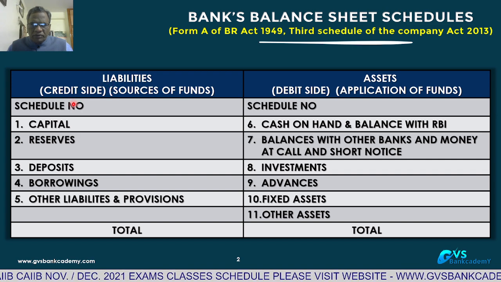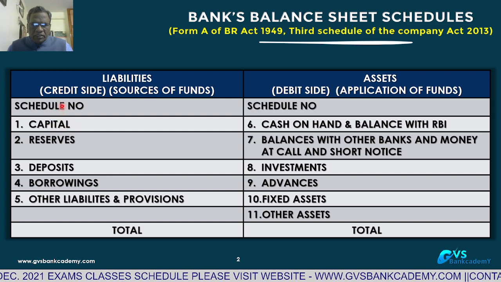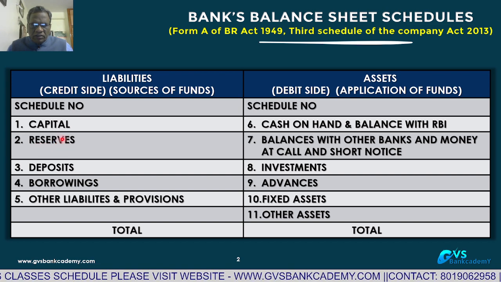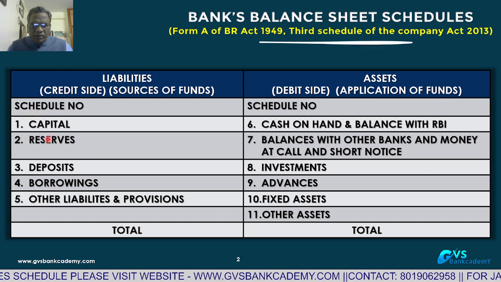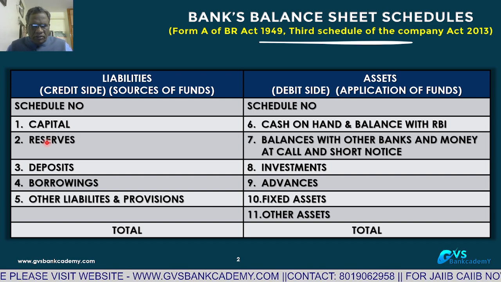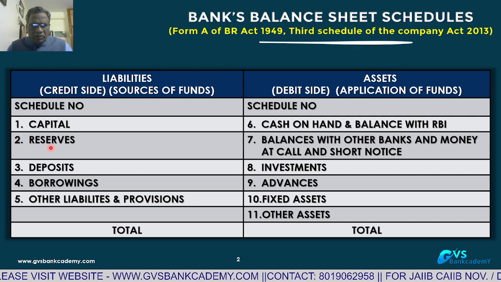Now liabilities, schedule number 1, capital. Authorized capital, issued, subscribed and paid up capital details are there in schedule number 1, capital. Schedule number 2, reserves. Various types of reserves are there: statutory reserve, capital reserve, debenture reserve, all types of reserves are there in schedule number 2.